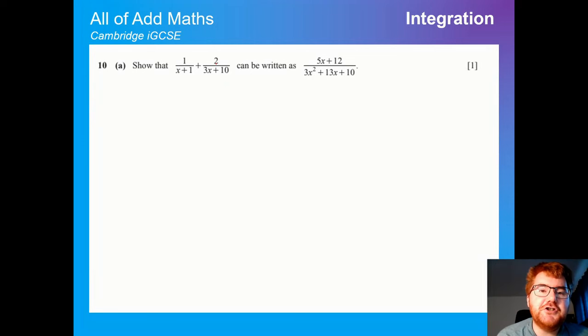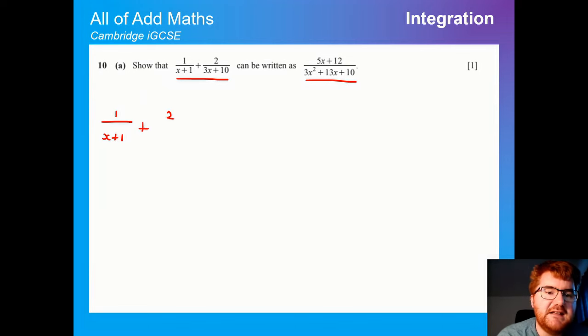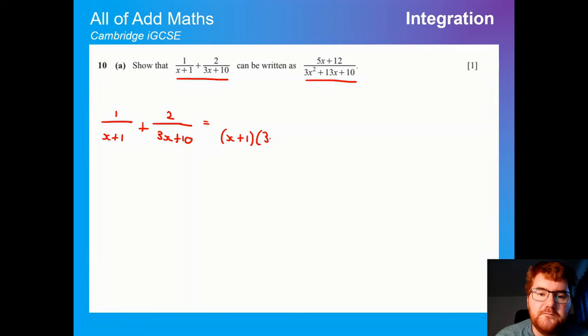And first of all, we need to show this here is equal to this here. Now this is reasonably easy to do by creating a common denominator, a common topic generally on the A-level Maths course. So what I'm going to do is multiply the two denominators together. So (x + 1)(3x + 10).